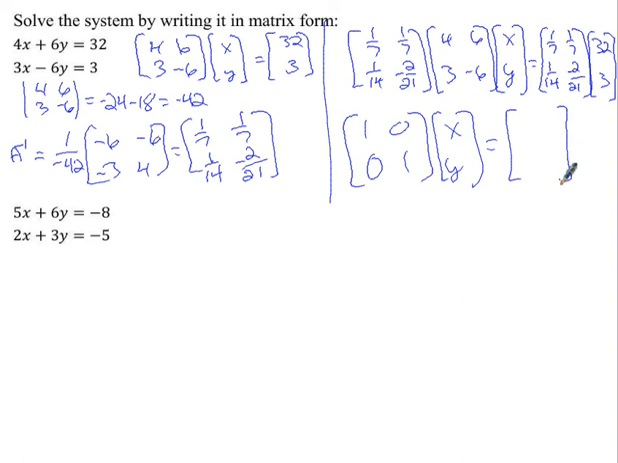2 rows, 1 column. So we have 1/7 times 32, 32/7. 1/7 times 3, 3/7. 32/7 plus 3/7 is 35/7, which reduces down to 5. 1/4 times 32 is 32/14. Negative 2/21 times 3 is negative 6/21.